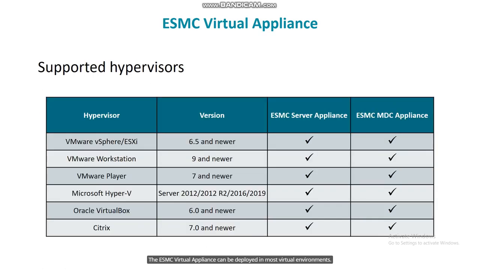The ESMC virtual appliance can be deployed in most virtual environments. It supports native bare metal hypervisors like VMware vSphere, ESXi and Microsoft Hyper-V, as well as hosted hypervisors that usually run on desktop operating systems like VMware Workstation, VMware Player and Oracle VirtualBox.